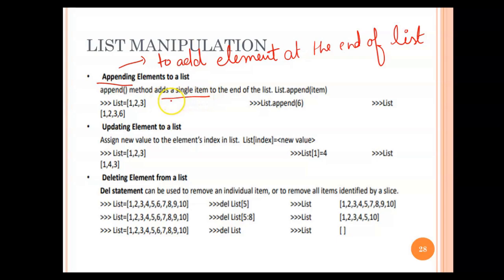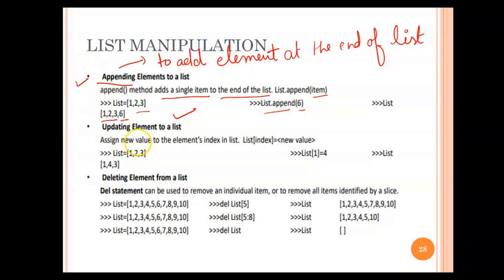Okay, so there is one more method, extend. If you want to add a single element at the end of the list, you can do it with the help of the append method. Append adds a single item to the end of the list: list.append(item). We have a list 1, 2, 3, and the item we want to add is 6. When you check the list, the existing list was 1, 2, 3, and we have added 6 at the end. So the append function is used to add one element at the end of the existing list.